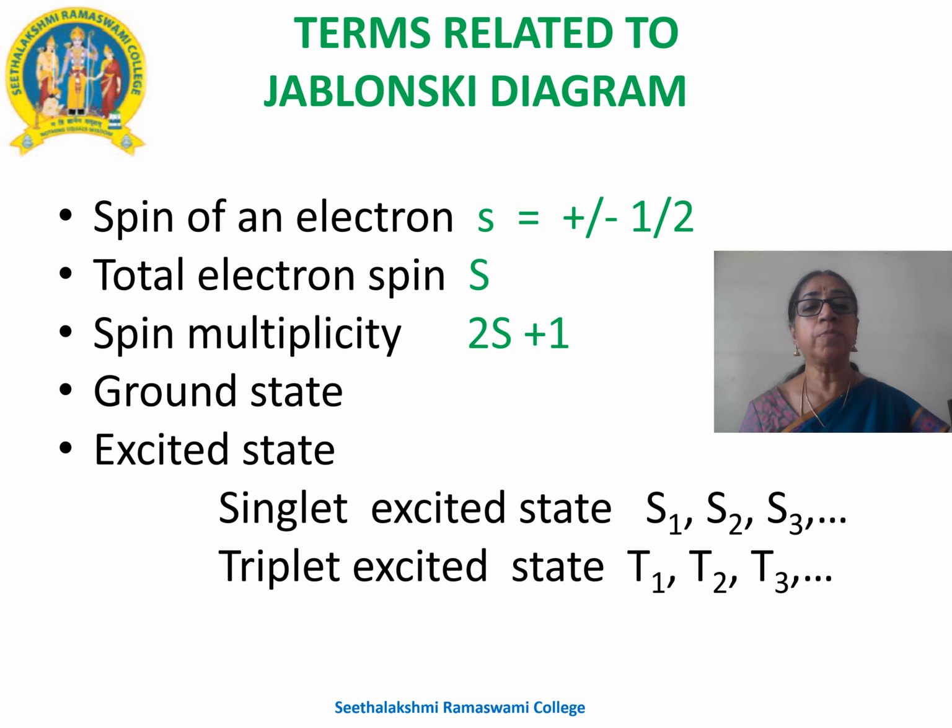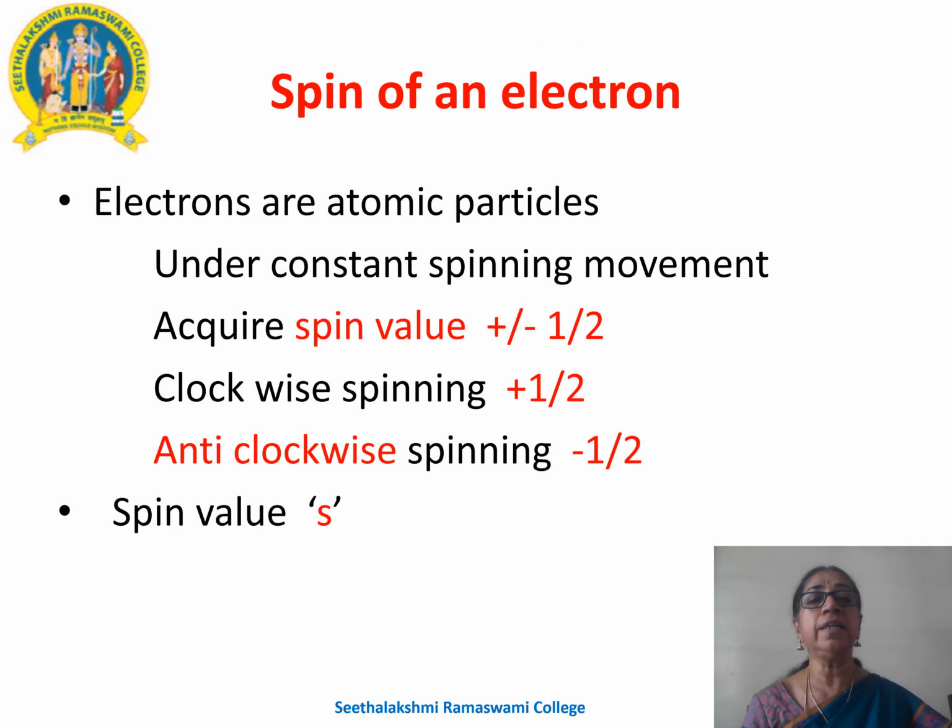They are spin of an electron, total electron spin, spin multiplicity, ground state, excited state, singlet excited state, triplet excited state. First, we shall see spin of an electron. We all know electrons are atomic particles. They are present in every atom and they are revolving around the nucleus of an atom.